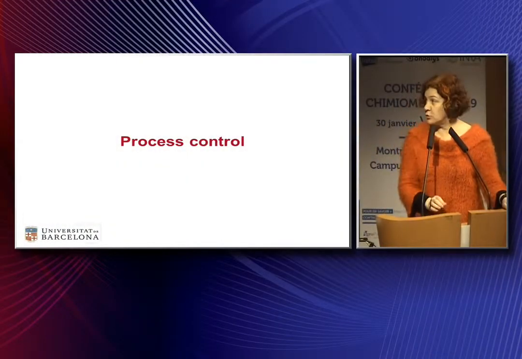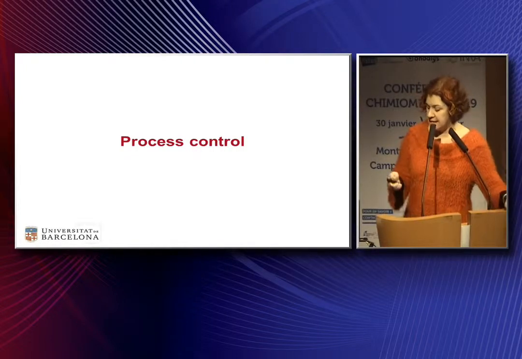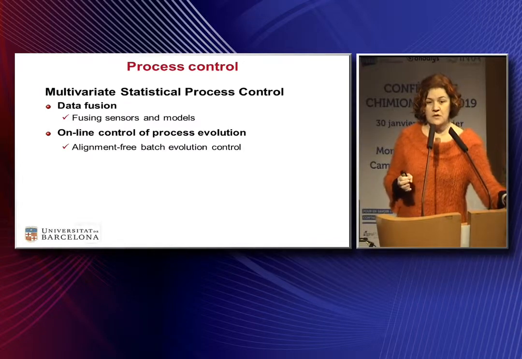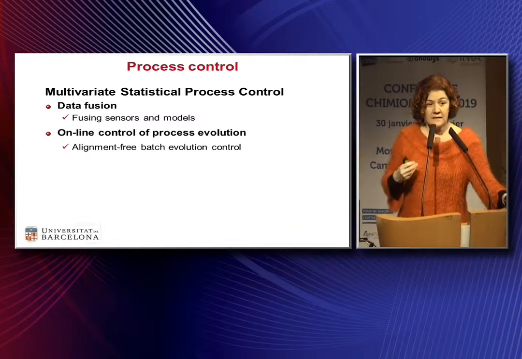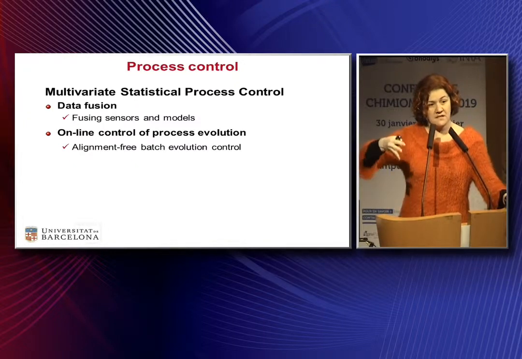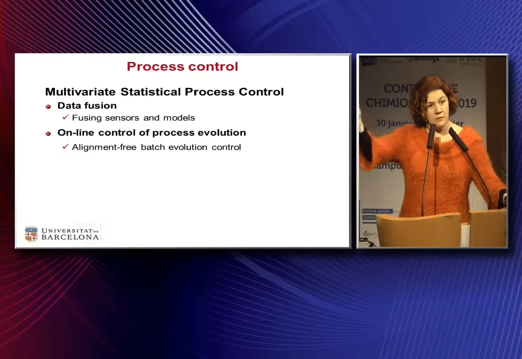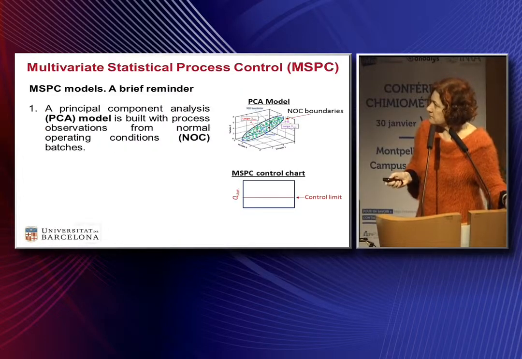Now we will pass to talk a bit about process control. And many times what we want in this context, of course, is doing data fusion. I mean, we can have many different kinds of measurements that are telling things about our process. And then, of course, we may aim at detecting a particular stage in the process, like an endpoint, but sometimes we just want to see whether the evolution of the process goes in the right direction.